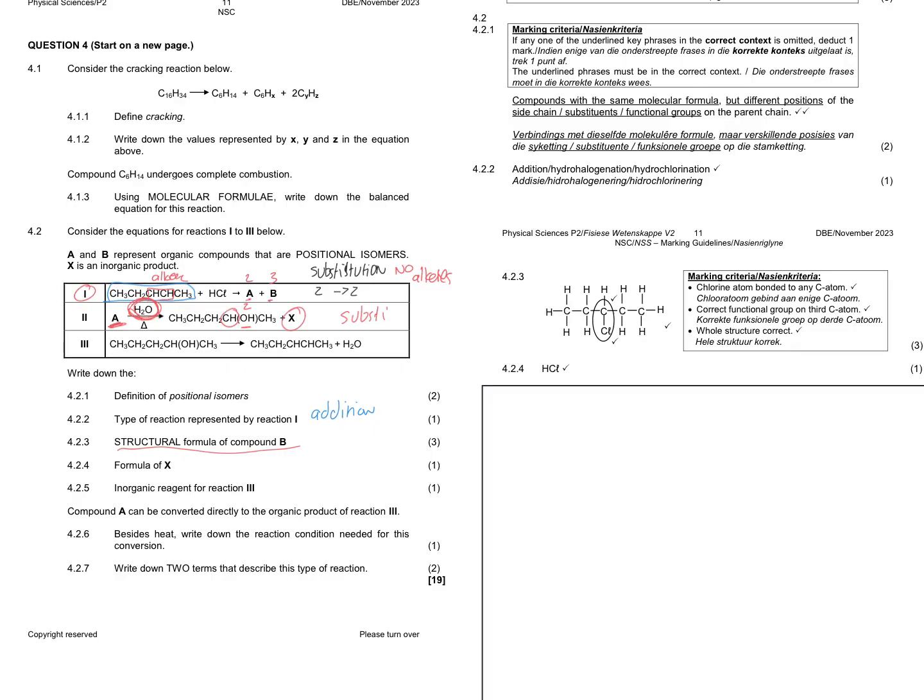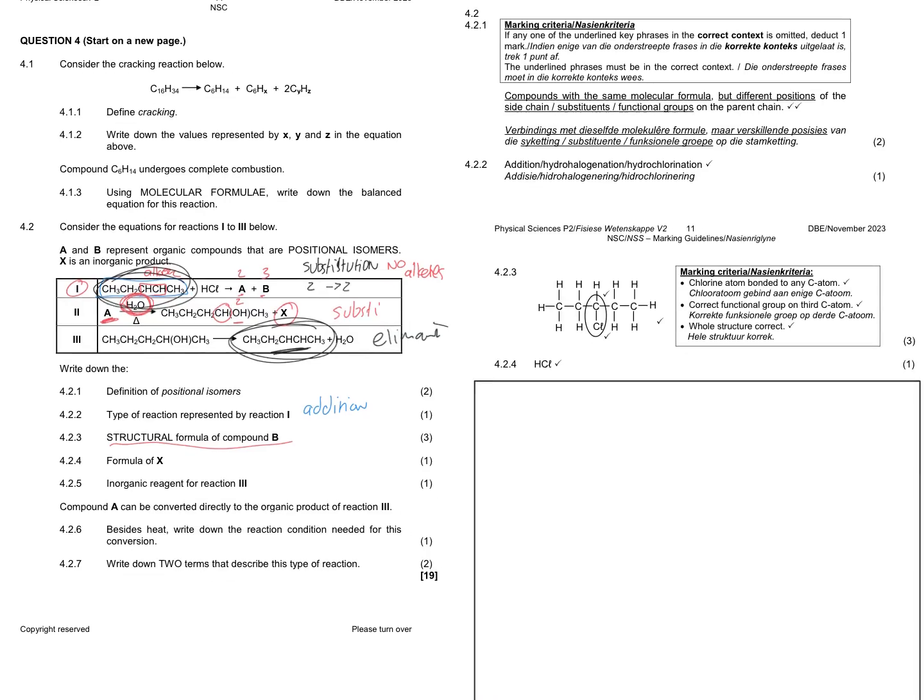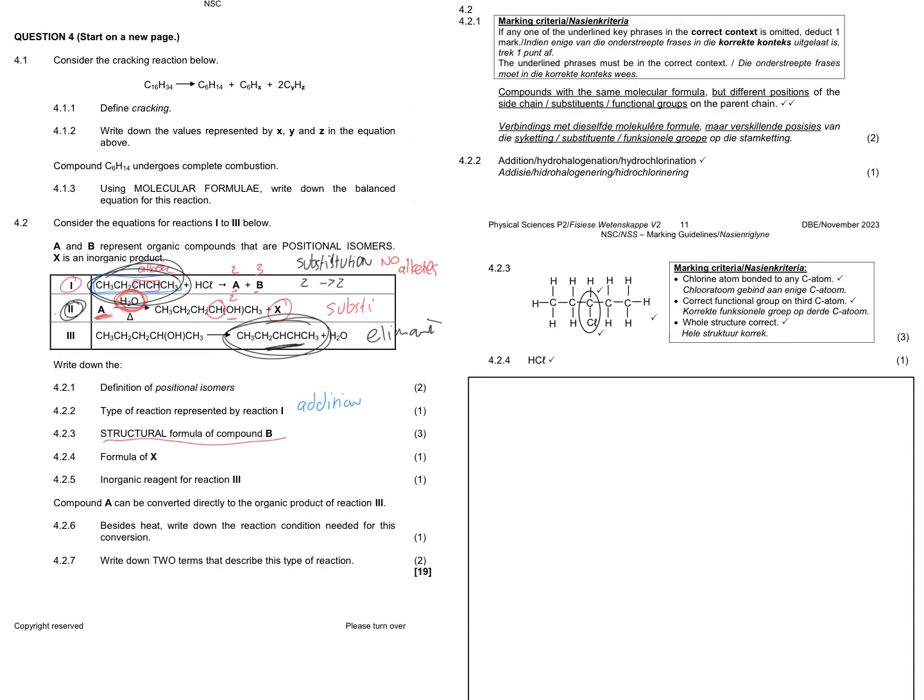Then for 4.2.5, they took what they made in the second reaction, and they're asking for the inorganic reagent for reaction 3. What you've done here is you've removed water. This last one is an elimination reaction. You have removed water. You have made an alkene. This is an alkene. So you started with an alkene. That was addition. You made an alkene. That was elimination. In this one here, there are no alkenes, so the one in the middle is a substitution. It's an addition reaction, a substitution reaction, and then an elimination reaction.